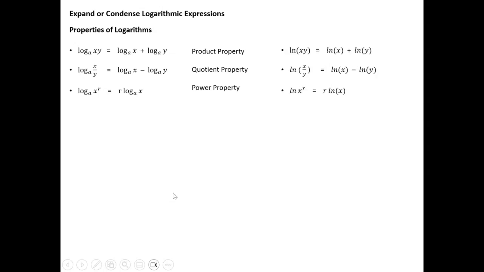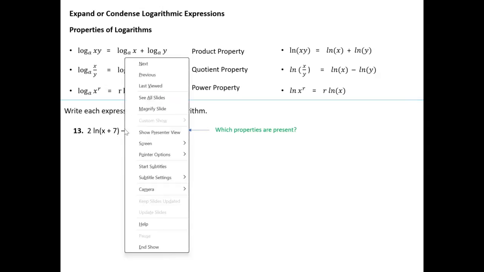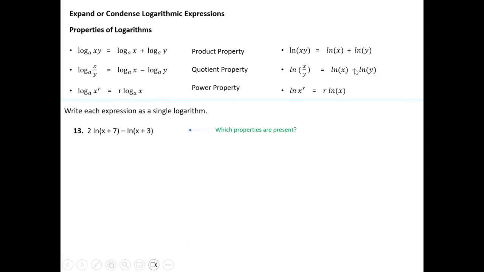Okay, now we have one more here. Now we're going to go the other way. Now they're expanded, in this form, and we have to condense them. So first of all, here we have subtraction, which is the quotient property. And we have a number in front of the ln, so we're going to have the power property also.